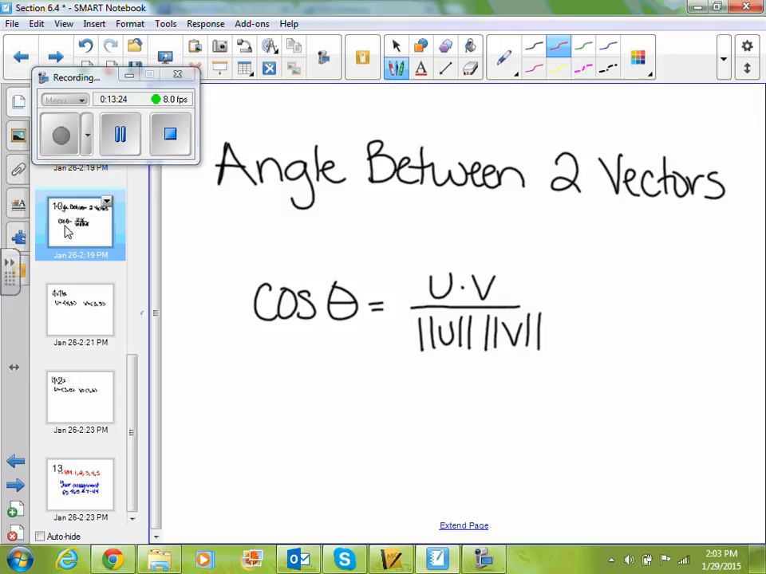The last thing that we're going to look at is how to find the angle between two vectors.